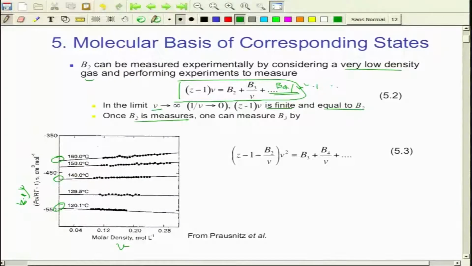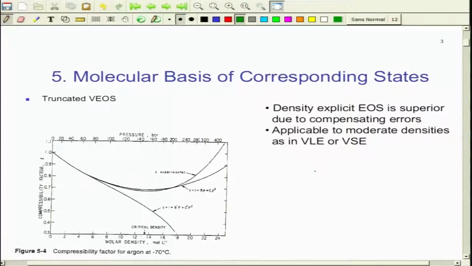Once B2 is measured, we can measure B3 by again rearranging, so you can take out the B2 here. Of course, this is only at a low density gas, and we know that as you increase the number of particles in the cluster, there would be error associated with this approach for the higher order virial coefficients. But for B2, it turns out to be a very nice approach to obtain from this experiment. Now the question is, how good is this virial equation of state?